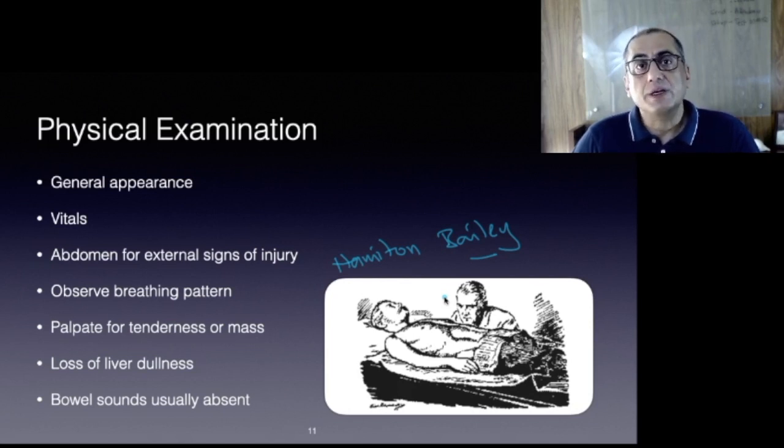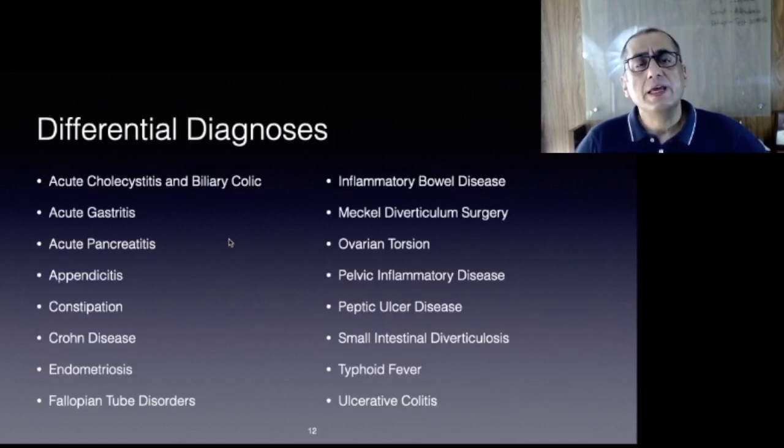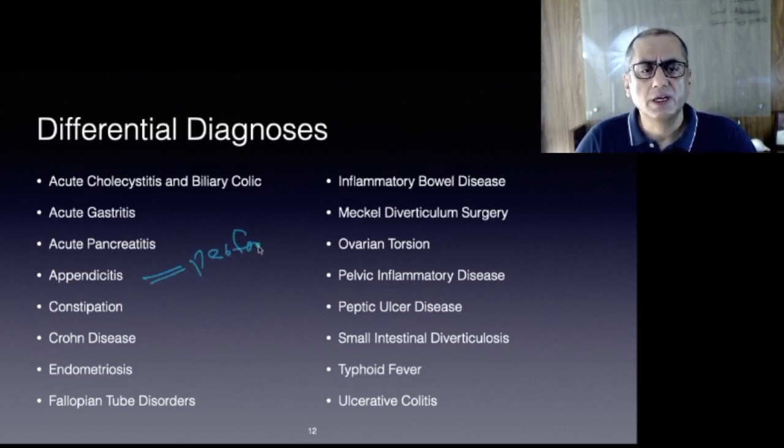A rectal and bimanual vaginal and pelvic examination may help in assessing conditions such as acute appendicitis, ruptured tubo-ovarian abscess, and perforated acute diverticulitis. In considering the differentials, you have to differentiate between perforation and non-perforation along the spectrum of a particular disease. For example, acute appendicitis versus a perforated appendix.